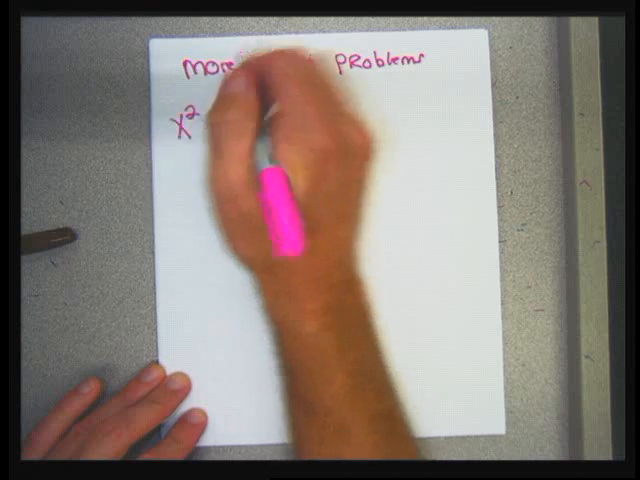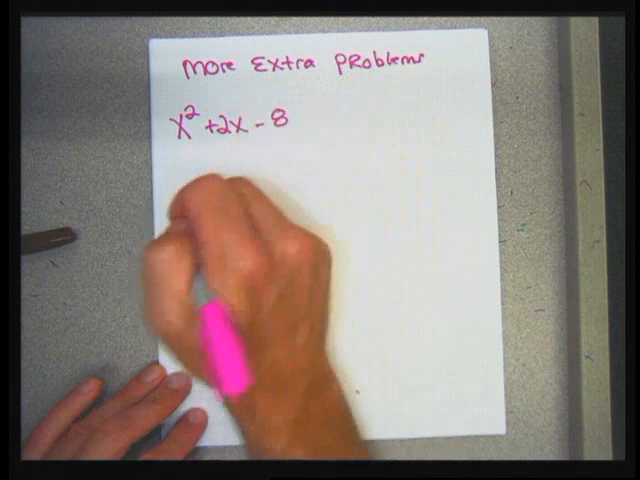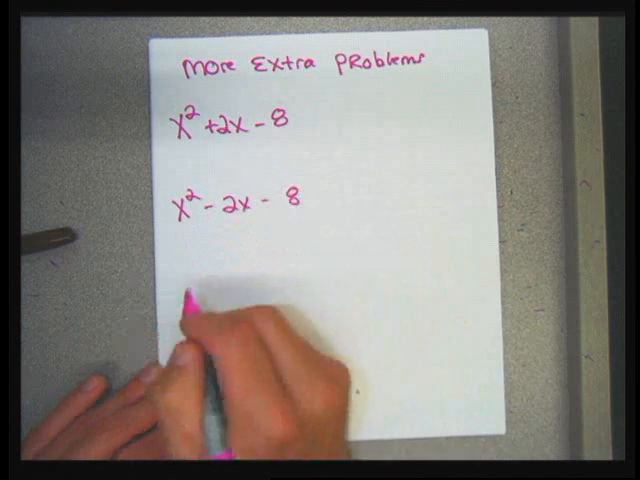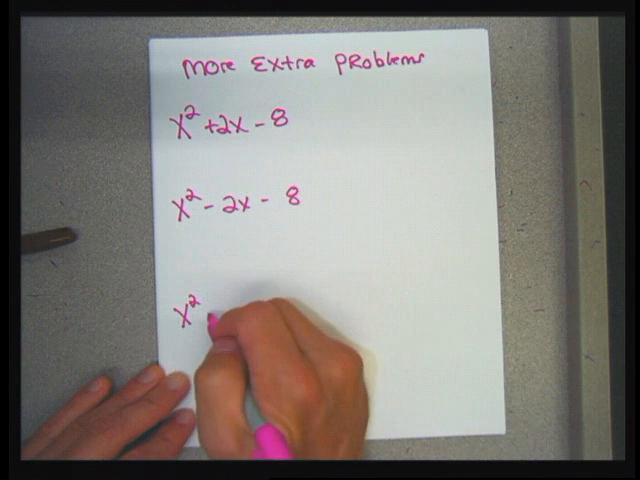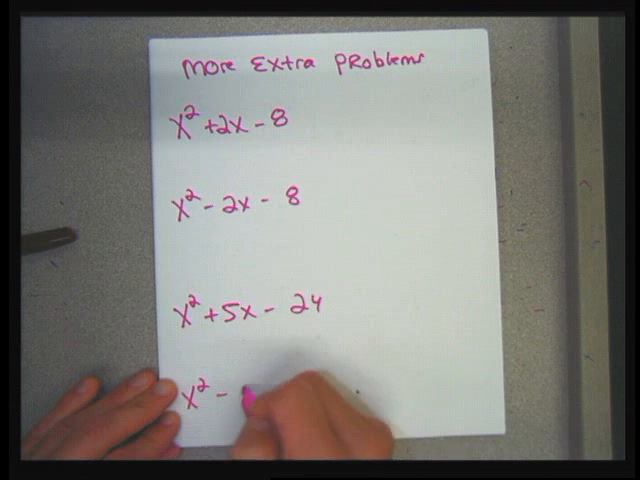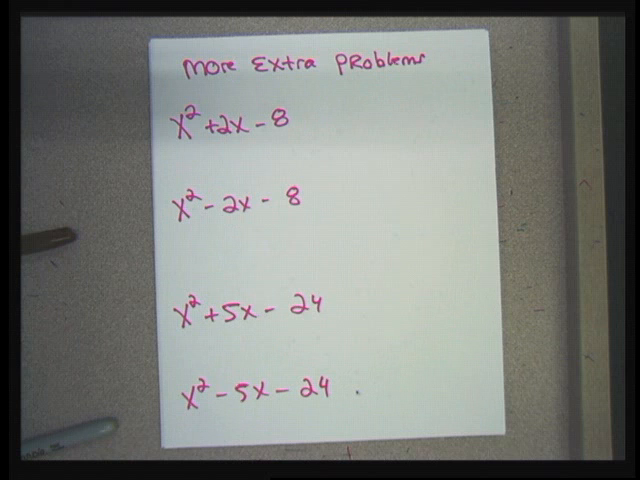So how about x squared plus 2x minus 8, and x squared minus 2x minus 8, and x squared plus 5x minus 24, and x squared minus 5x minus 24. So these are, again, in groups. I paired the problems just to illustrate what's important here.